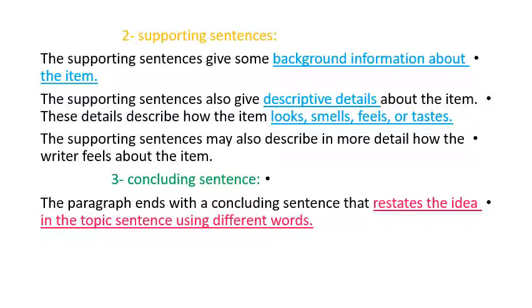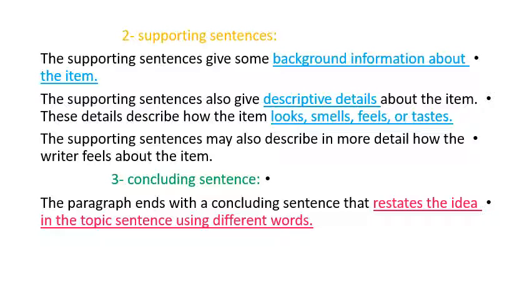After the topic sentence, we are going to write about this topic. We are going to support the topic. We are using supporting sentences. The supporting sentences give some background information about the item. The supporting sentences also give descriptive details about the item. The writer describes in more detail.